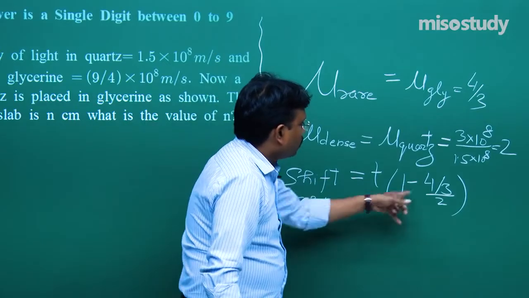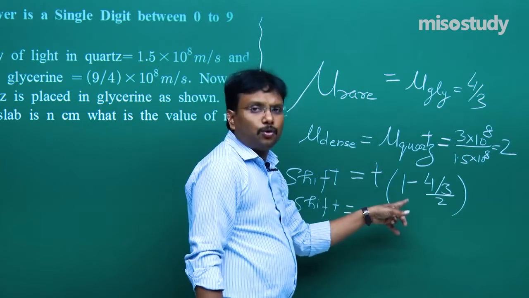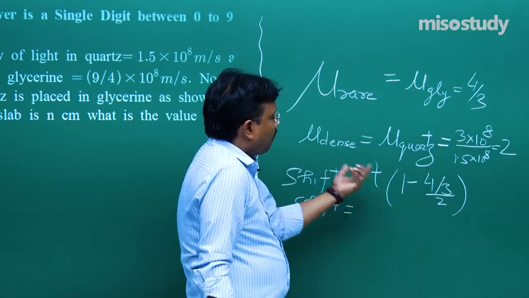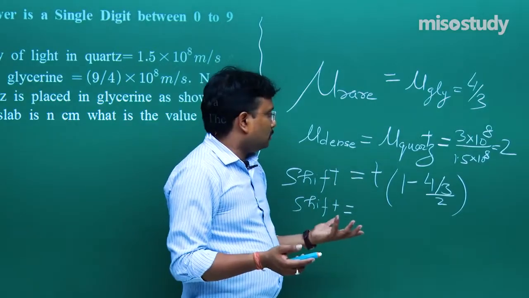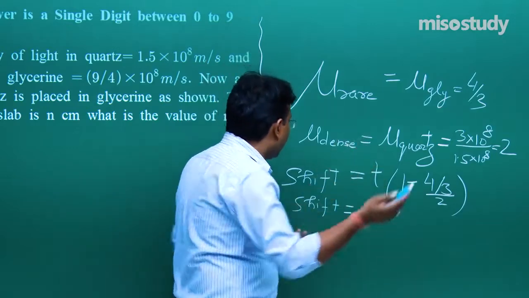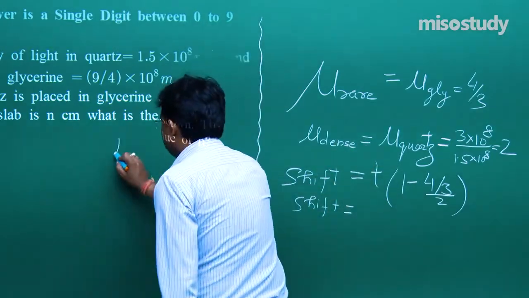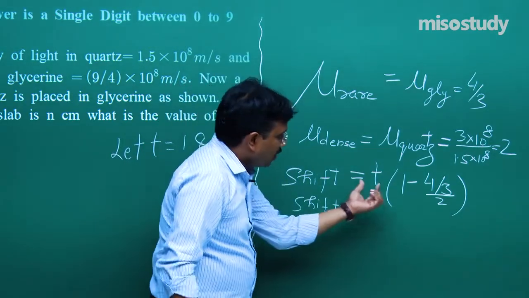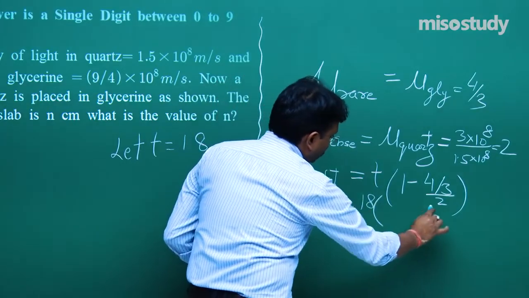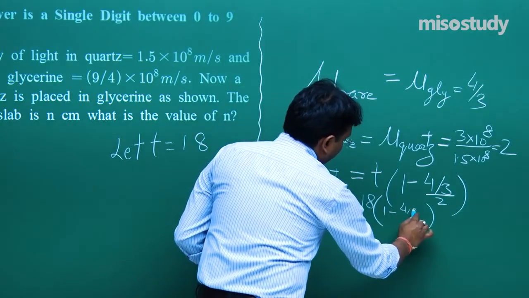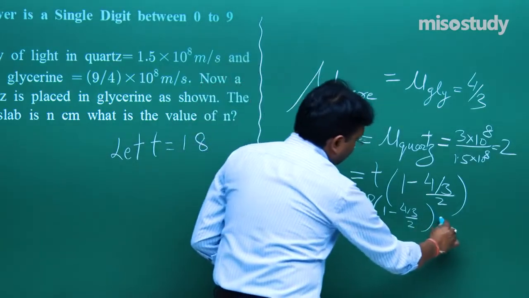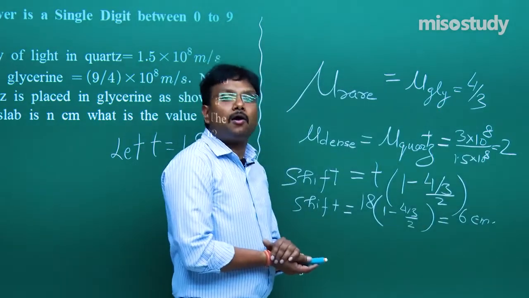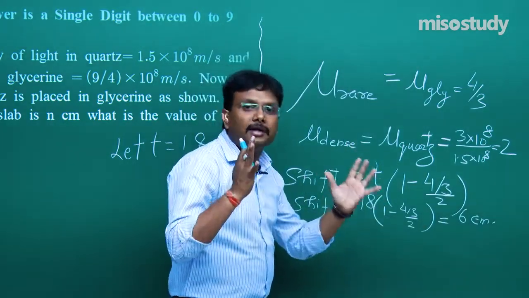Shift is equal to 2 minus 4/3 upon 2, solve it and you can get the value, fine. Let's say for example T is equal to anything like 15 or 20 or let's say 18 centimeter. Put this value, 18, into this bracket, 1 minus 4/3 over 2, solve it, you will get 6 centimeters. So the question is not difficult, but it is based upon the concept of optical path difference.